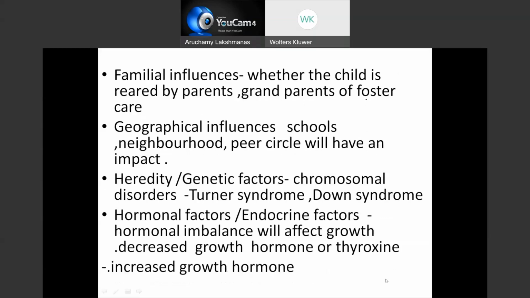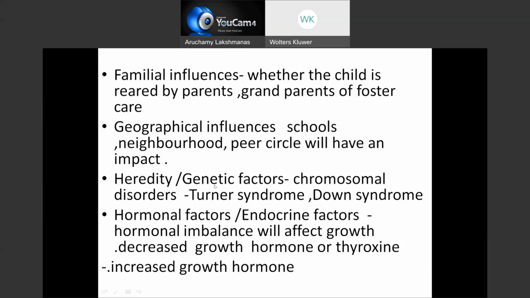So familial influences, whether the child is reared by parents, grandparents, or foster care. See, grandparents, they'll have more time to spend and more care, when the parents are going to work, no, so they'll have very good growth and very good psychological, mental development. So it is important to have grandparents with you when you rear children. And geographic influences like school, neighborhood, peer circle also will have an impact. When it is poor, the growth will be affected.